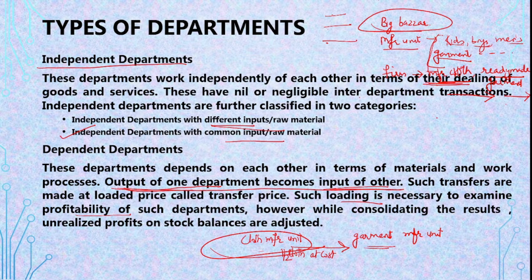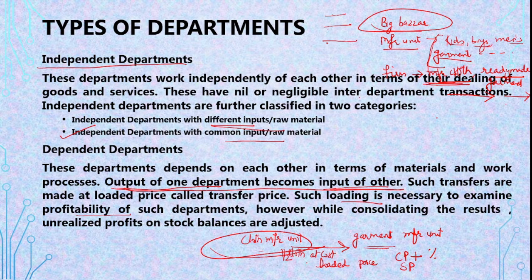So it is important then, when goods are transferred from one unit to another, they are transferred at some loaded price. So the goods here, which is the cloth manufactured, will be transferred to the garment unit at some loaded price. That can be either the cost price plus some percentage of profit, or the selling price. This is necessary; we cannot do away with it. It will be there that goods are being transferred from one department to another at some loaded price.